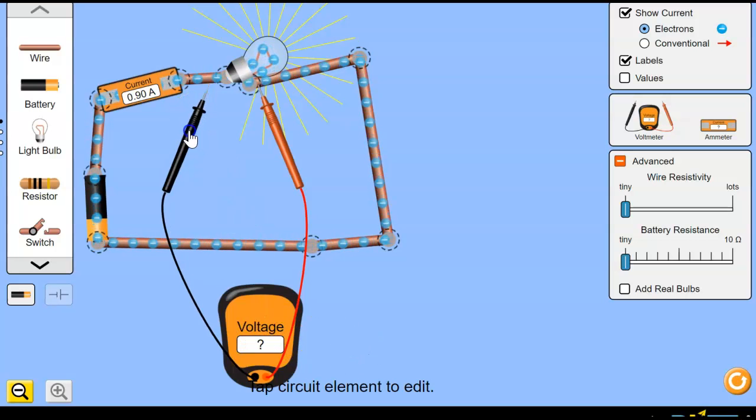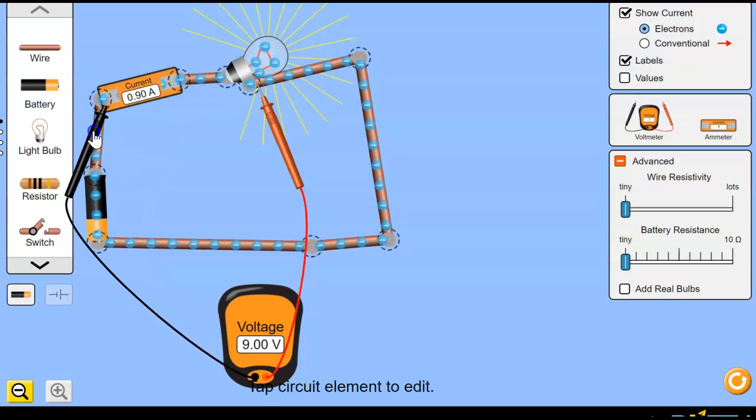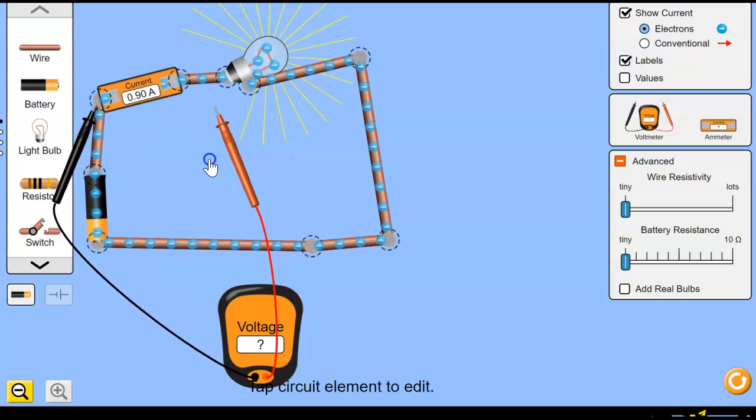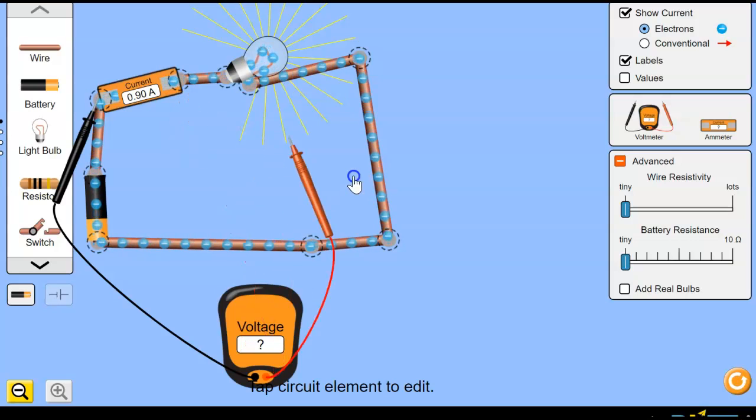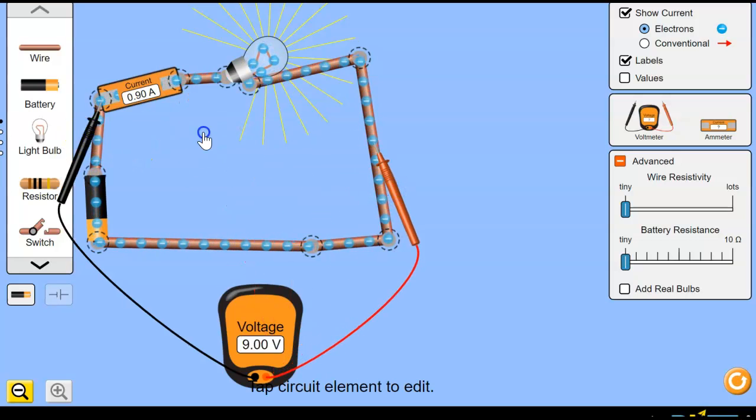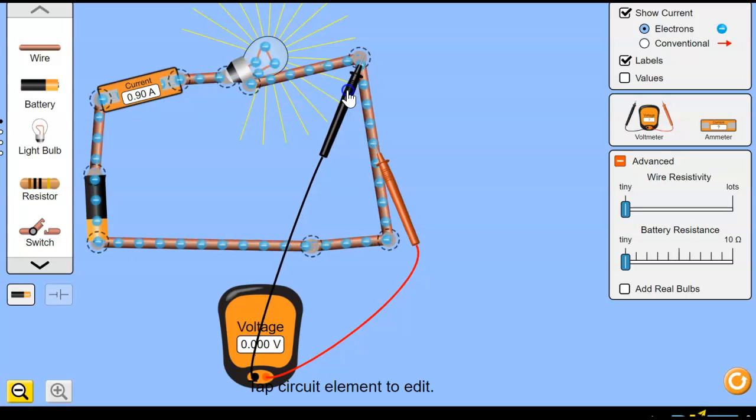Right? Now what happens if I go from here to here? Well, it's reading 0, and that's because the ammeter isn't actually using up any energy. If I try it from here to here, same thing.